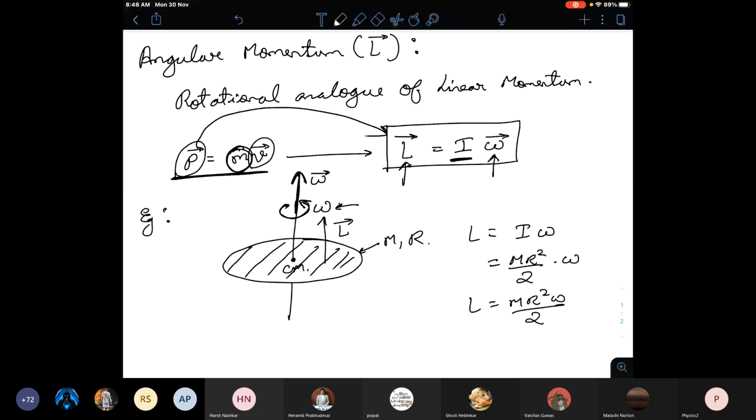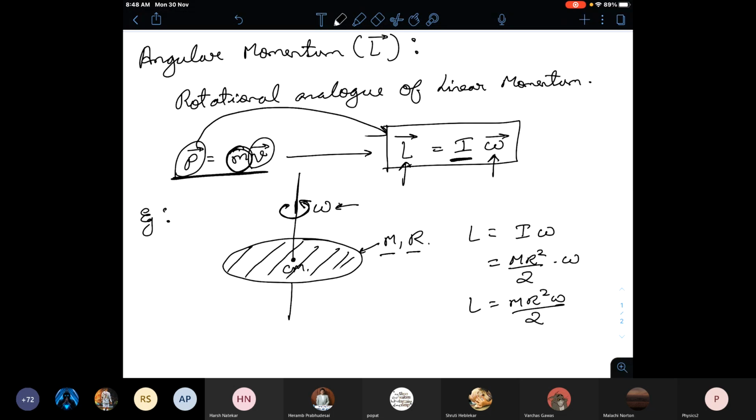Now let's see an example, so you can understand this better. Suppose I have a disk, and the disk has some mass m and radius r. There is an axis passing through the center of mass of the disk, and it is rotating with angular velocity omega. If it is rotating with angular velocity omega, it must have some angular momentum.